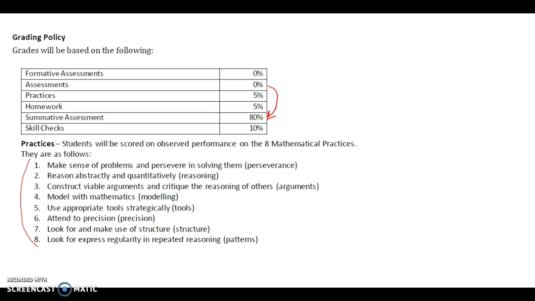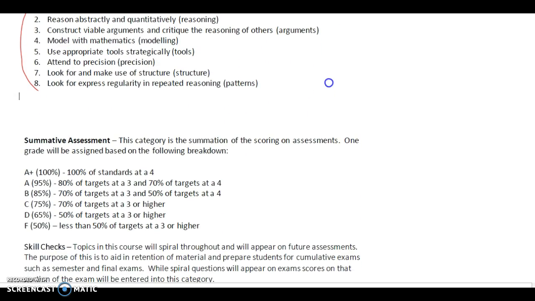Are you proficient with that? Are you excellent with it? Do you need some work, or do you need a lot of help with the material? We can tell just based on turning that homework in. Then we get to the summative assessment category, and we're going to talk about what a 4 is and a 3 is in just a minute here.